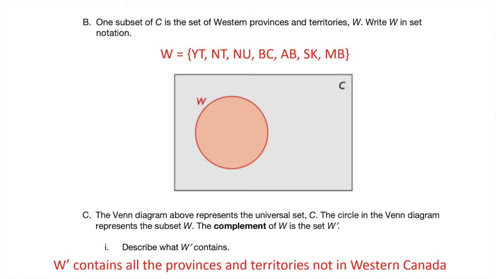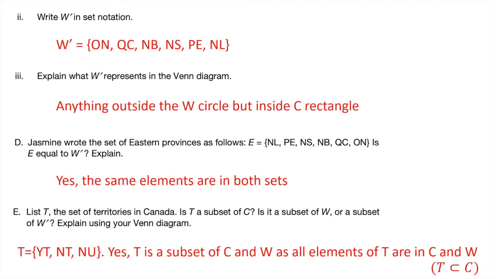And so you can see clearly that if we have W representing the western provinces and territories, all the area outside of that circle, but within the universal set, represents not W, which in this case would be the eastern provinces and territories. If we continue along this question and we actually write W primed in set notation, remember that this is supposed to represent not Western provinces and territories, which only leaves the Eastern provinces and territories.